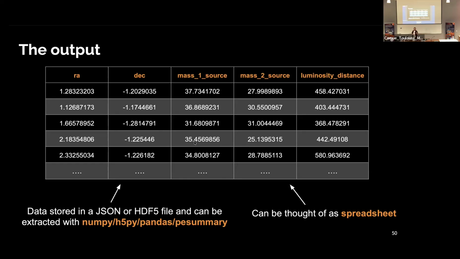Okay. Now, this data that is output by Bilby is stored in a JSON or HDF5 file, and it can be extracted using various Pythonic routines, for example, NumPy, H5Py, Pandas, psummary, etc.